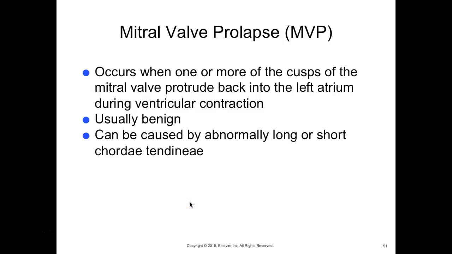Mitral valve prolapse occurs when one or more of the cusps of the mitral valve protrude back into the left atrium during ventricular contraction. This is usually benign, and it can be caused by abnormally long or short chordae tendineae. Those hold the valve, the cusps. And when you listen to mitral valve prolapse, it sounds like a swishing sound.